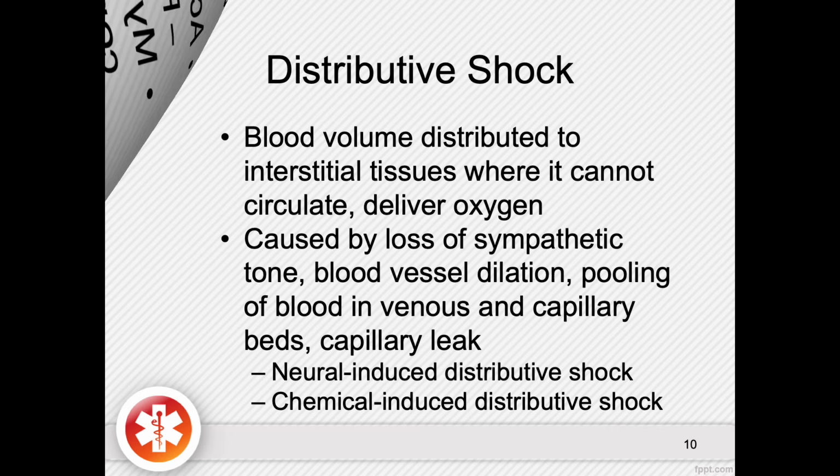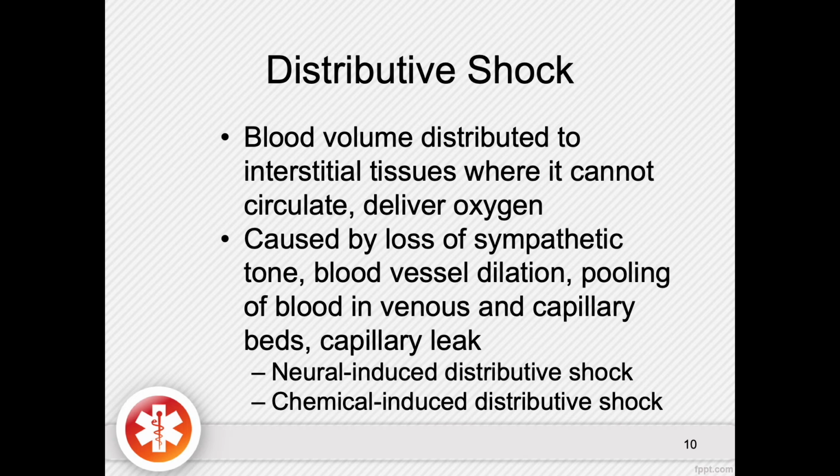In distributive shock, the blood volume is sent or distributed to interstitial tissues where it cannot circulate or deliver oxygen. This is caused by either a loss of sympathetic tone and or blood vessel dilation, pooling of blood in venous and capillary beds, and capillary leak. Types of distributive shock include neural-induced distributive shock and chemical-induced distributive shock.